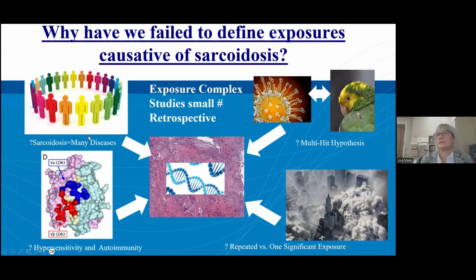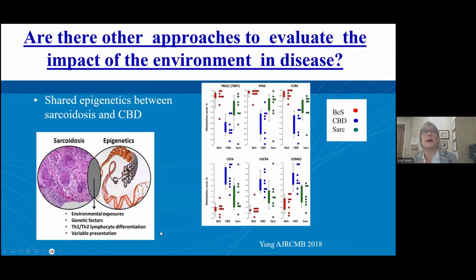First of all, sarcoidosis is likely many diseases with these different phenotypes. It's likely a multi-hit hypothesis. We may have many different exposures, whether it's an infection along with other exposures, or a repeated or one significant exposure. And I'm going to reflect that what we know currently about beryllium disease also suggests that it's a hypersensitivity response.